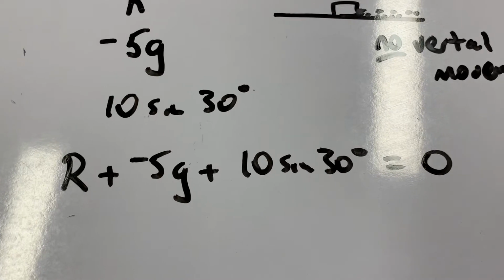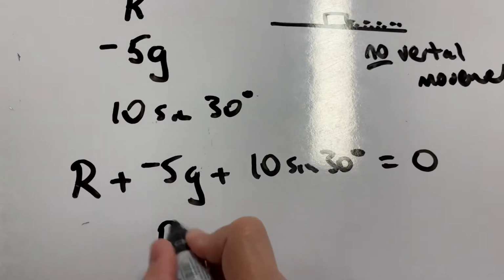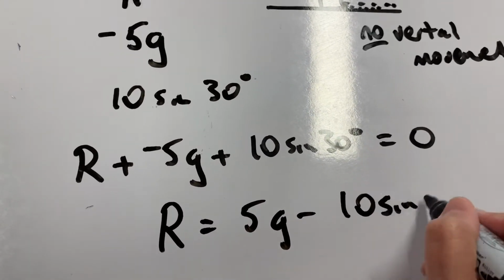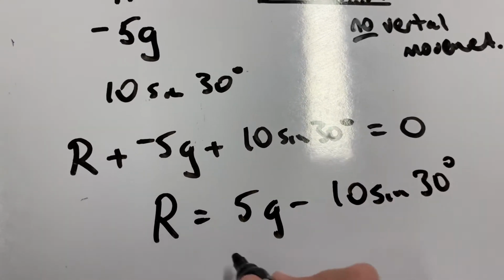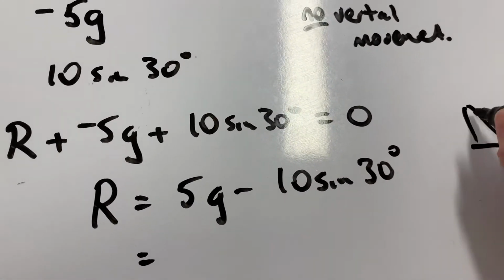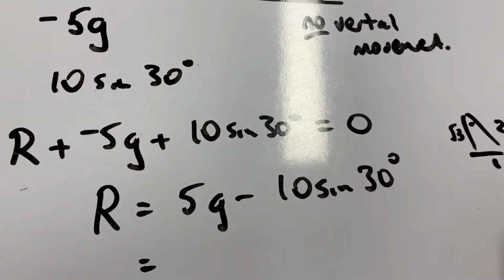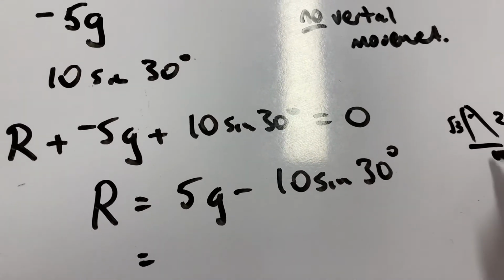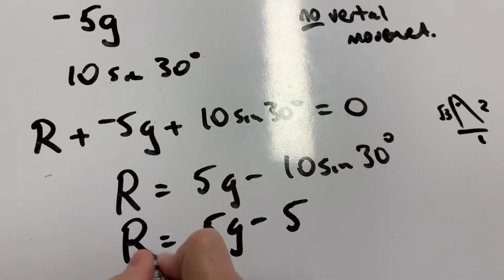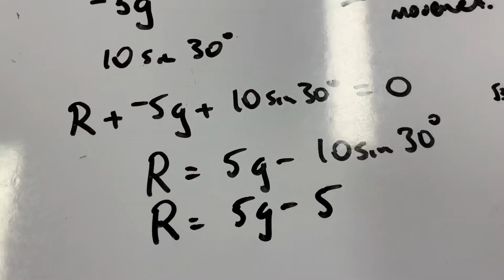Okay, is everybody happy with that? So obviously I could write that R equals 5G minus 10 sine 30. What's the sine of 30? 30's up there, 1, 2, root 3. So sine is opposite. It's a half. So it'll be 5G take 5 is my R. That's my normal.